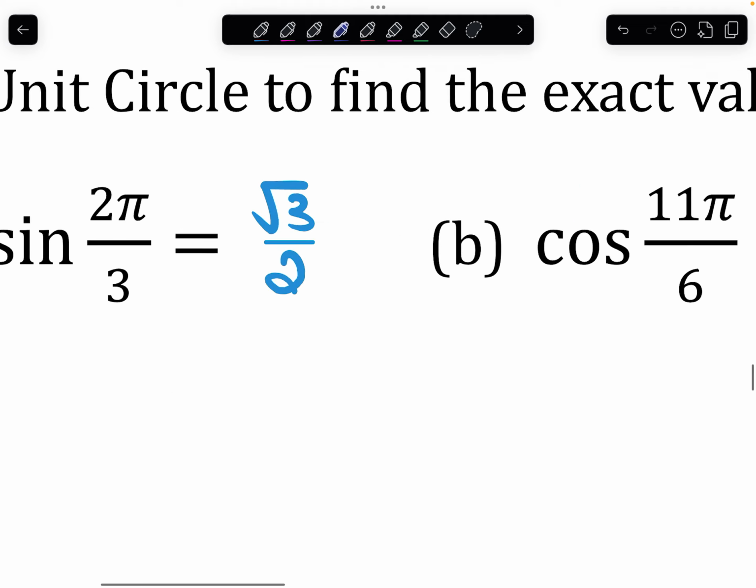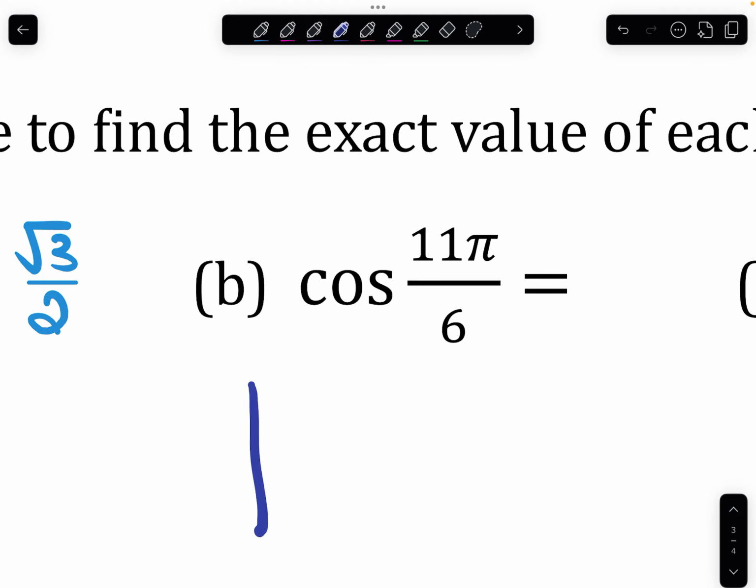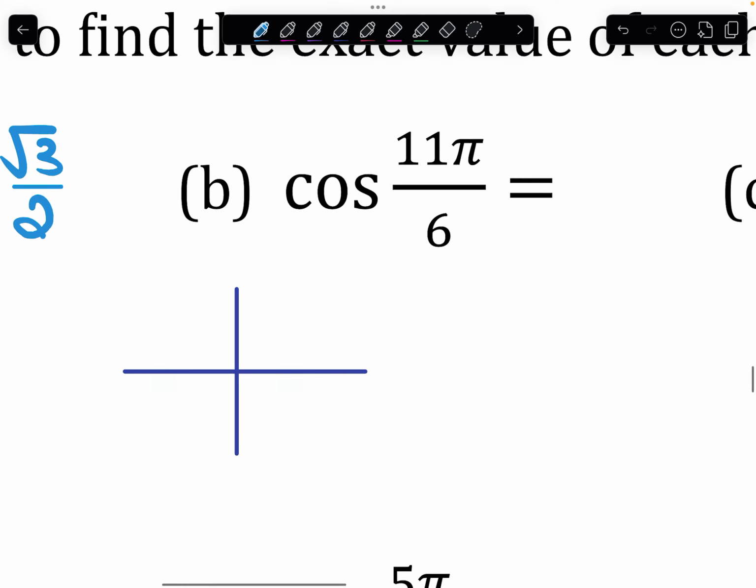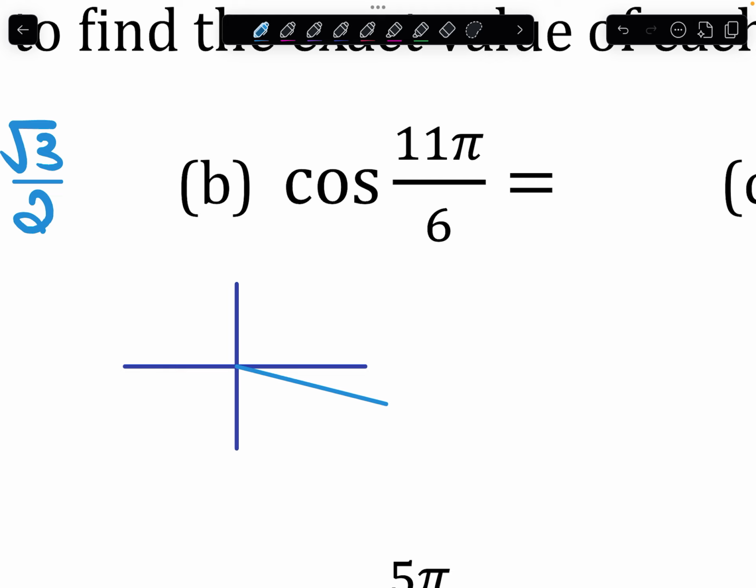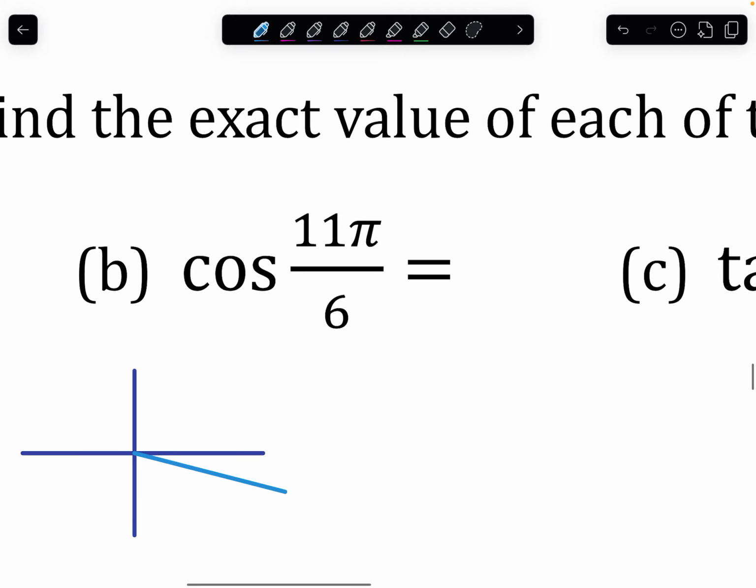All right, B. Cosine 11 pi 6. 11 pi 6 is 1 less than double 6, so that's quadrant 4. 6 is closer to the x-axis, so our angle is here. Cosine is the x value. Closer to x, x is bigger. Square root of 3 over 2.